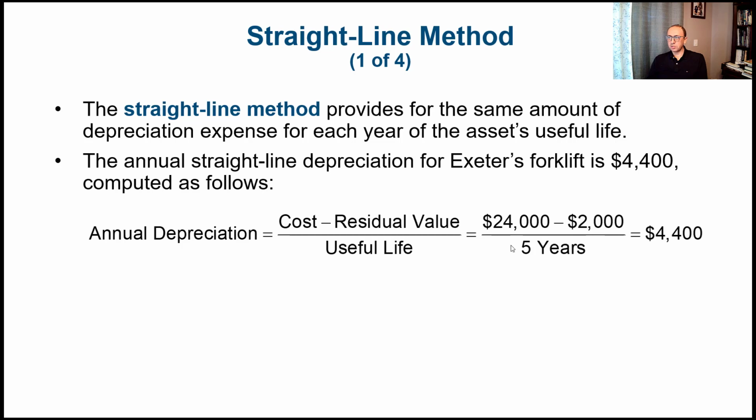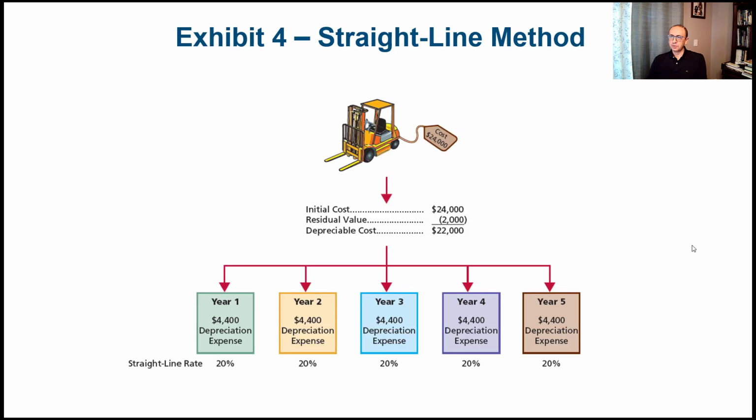So we take the 24,000, which is the original cost of the asset, and then the 2,000 we subtract because that's the residual value, and divide it by 5 years. So that's going to be 22,000 divided by 5, and that's equal to $4,400. As you can see here, the $22,000 is the depreciable cost, and I hope you remember the depreciable cost is the initial cost minus the residual value. The $22,000 was allocated over the 5 years equally, and each year we're going to record depreciation expense in our adjusting entry for $4,400.